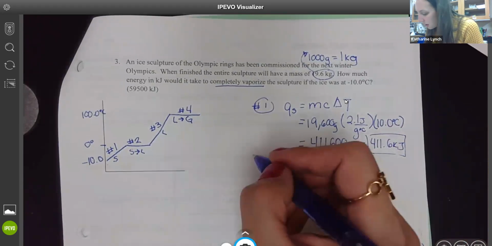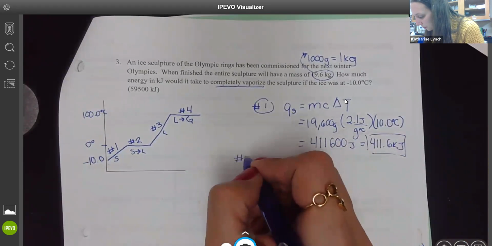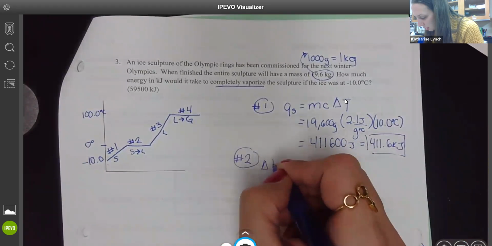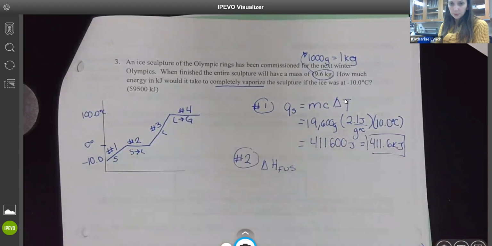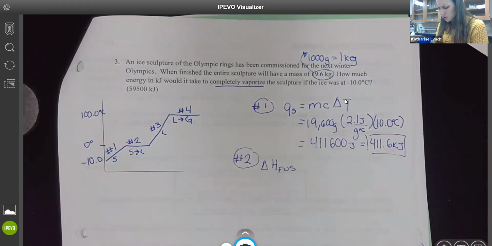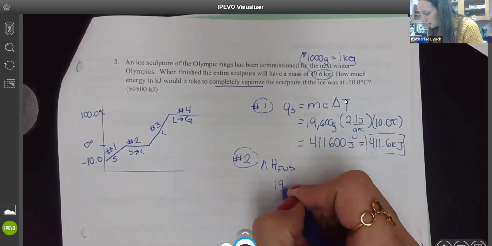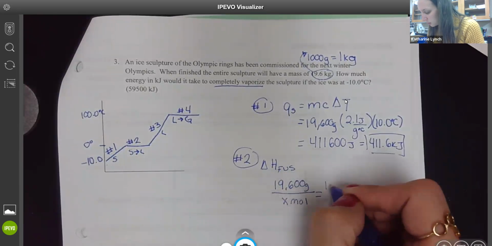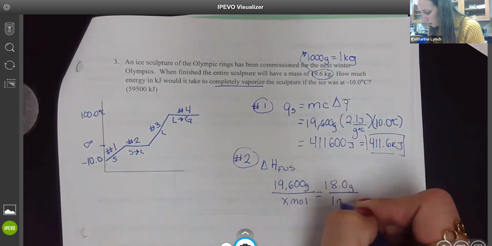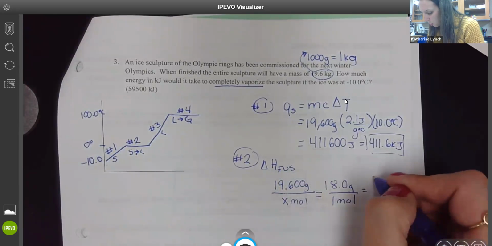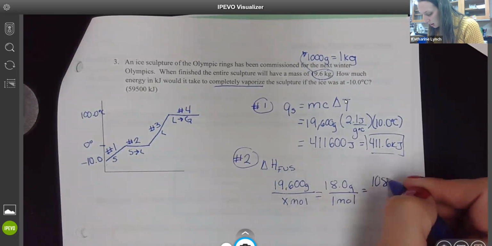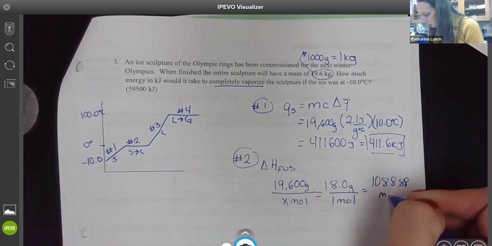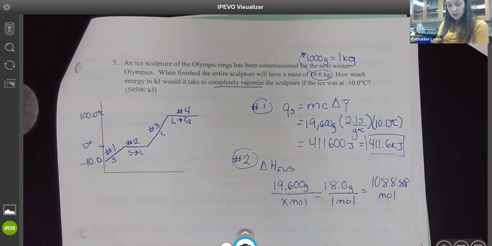All right, on to section 2. I'm going to need to use the delta H of fusion for this section, which is given on the previous page. But before I can start using the delta H of fusion, I'm going to have to take my grams of water to moles of water. So I know I have 19,600 grams of water. It's going to be a lot of moles, because there's only 18 grams of water in 1 mole of water. So we are going to end up with 1,088.88 moles of water. We've never had that many moles. That's a lot of moles.